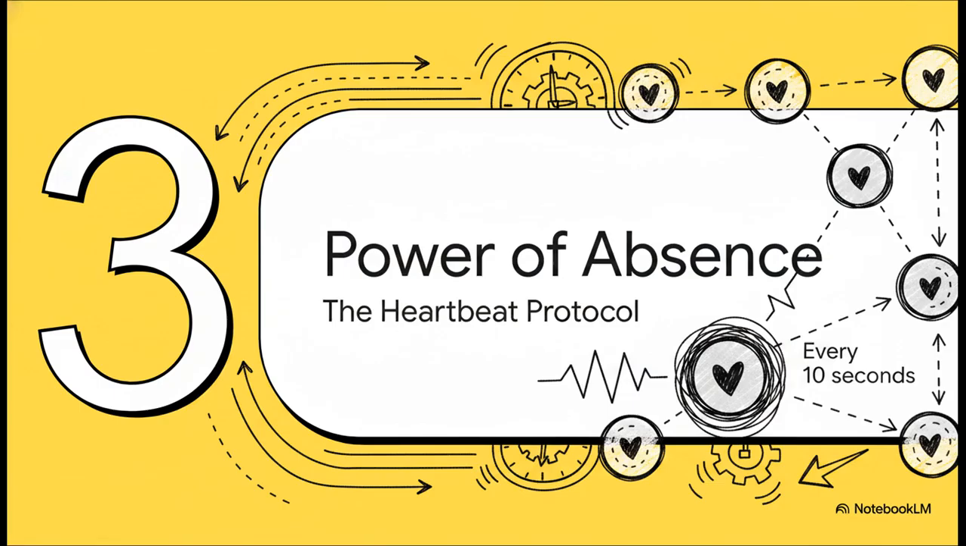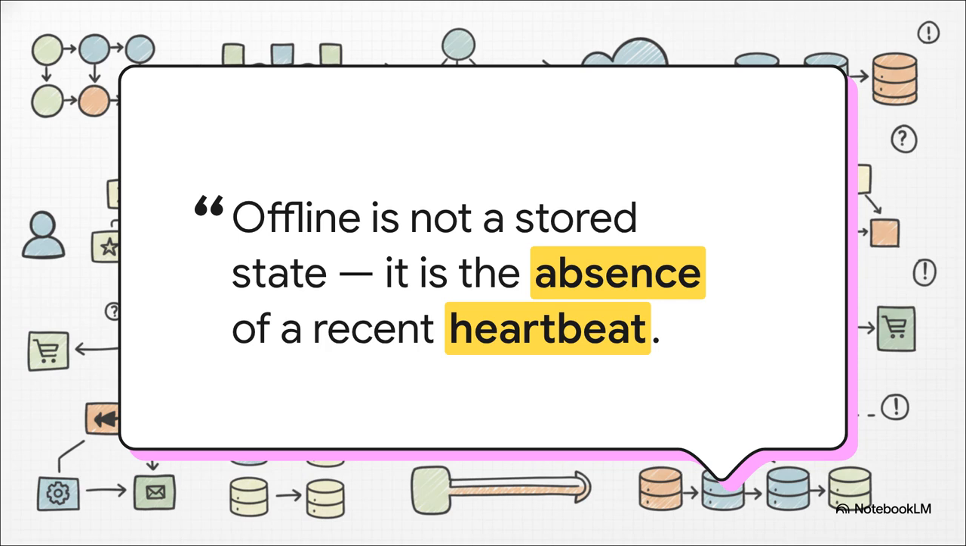This brings us to the absolute killer insight of the entire design. Get this, we don't actually store offline state. Offline is simply a state we infer when we haven't received a heartbeat in, say, 30 seconds. This flip, liveness via absence, is one of the most reused patterns in distributed systems. It's the exact same logic behind TCP keepalives and Cassandra gossip.